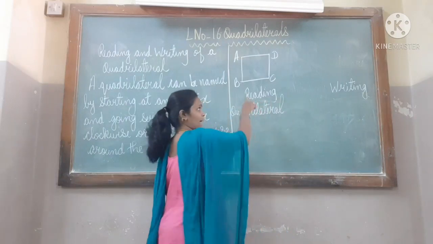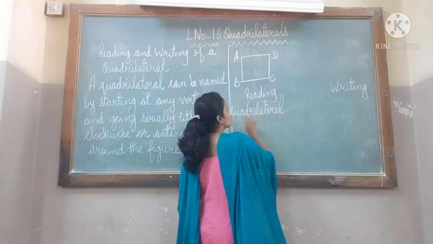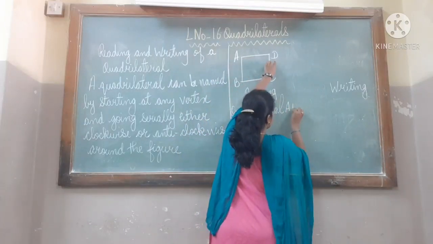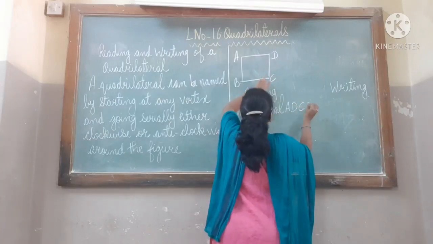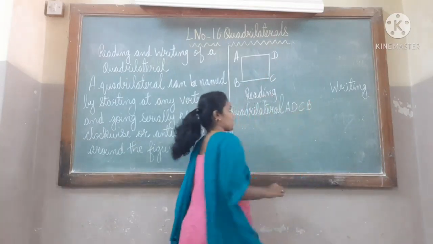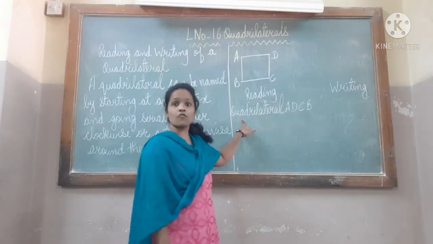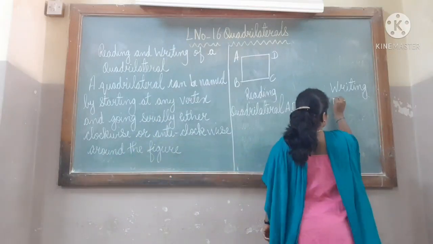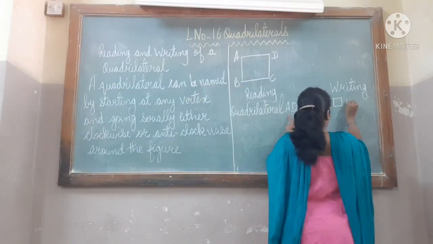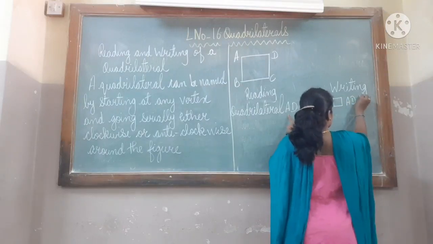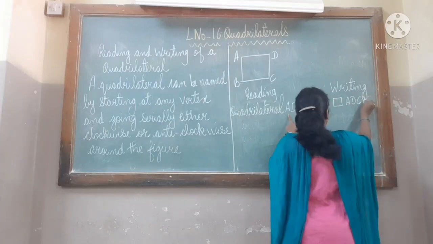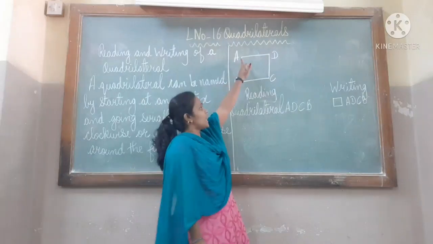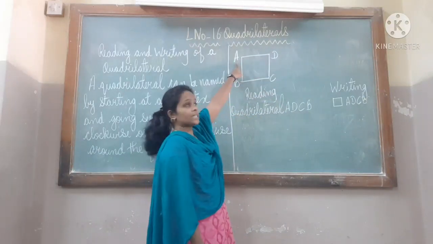Right, it means I am writing on the blackboard. While reading, you will read quadrilateral A, D, C, B. And when you are writing, instead of quadrilateral, you are going to use the sign. Quadrilateral A, D, C, B. Correct? Now, we have written from vertex A.